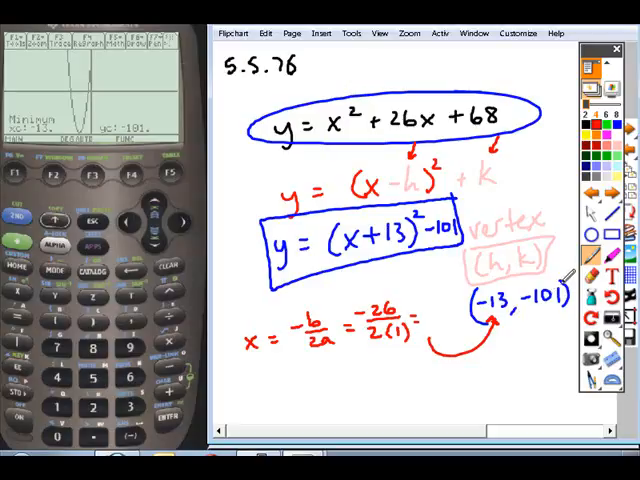And then to find the corresponding y coordinate of the vertex, you would just take this equation right back here, and you would evaluate it for negative 13. So basically you'd say negative 13 squared plus 26 times negative 13 plus 68, and that's going to give you your y. Again, using your calculator is probably easier to do.